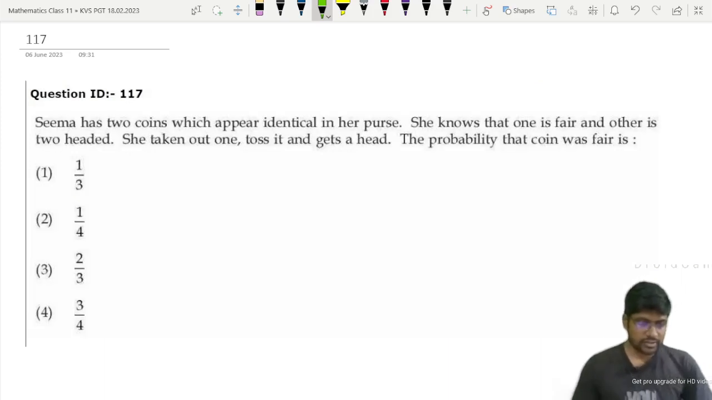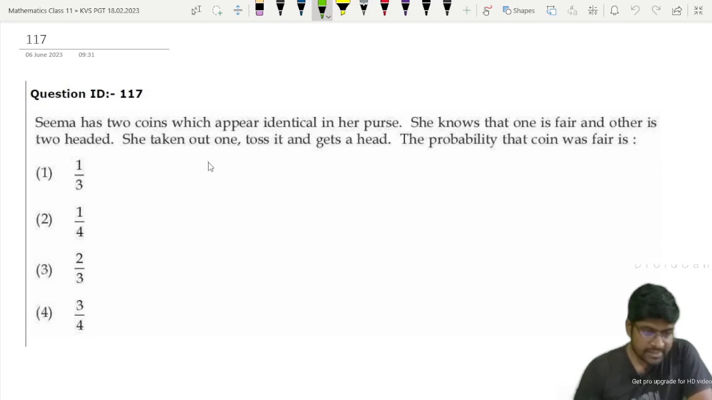Now question number 117. Seema has two coins which appear identical in her purse. She knows that one is fair and the other is two-headed. Okay, that means one coin is two-headed, both sides are head. She takes out one, tosses it and gets a head. The probability that the coin was fair is what?